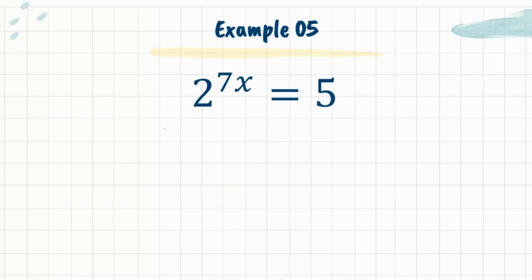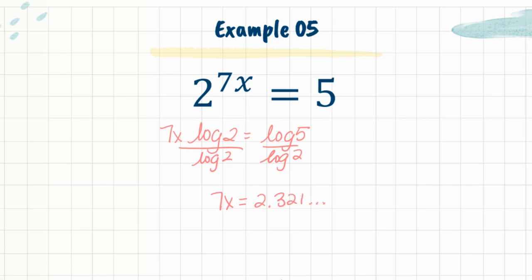This one is a little different because we've got that 7x. So instead of adding or subtracting something at the end, we're actually going to be dividing by 7. But first, we're going to divide by log 2 because that is what is going to simplify. So log 5 divided by log 2 gives me 2.3219, etc. Now I'm going to divide that by 7. Again, I'm keeping this on my calculator. And x is approximately equal to 0.33.